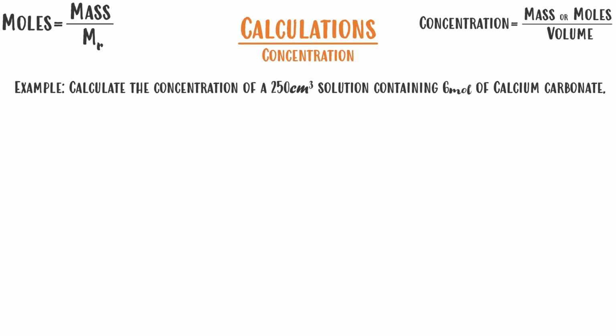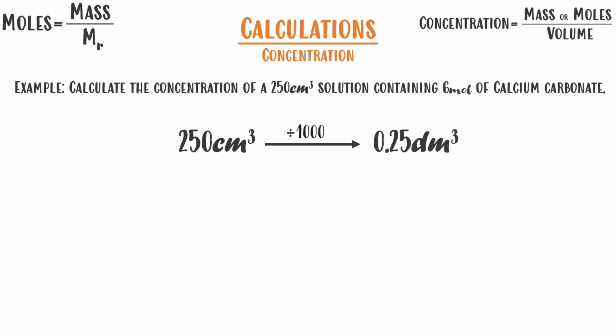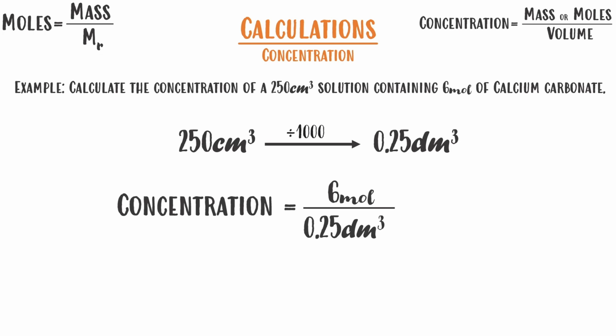Now, the first thing we need to do is always check our units and convert where needed. In this case, 250 centimeters cubed divided by 1,000 is going to give us 0.25 decimeters cubed. Concentration is going to equal 6 mole divided by our new volume, 0.25 decimeter cubed, giving us 24 mole per decimeter cubed. And see here, we're now using the mole per decimeter cubed units because we've used the moles in our calculation.